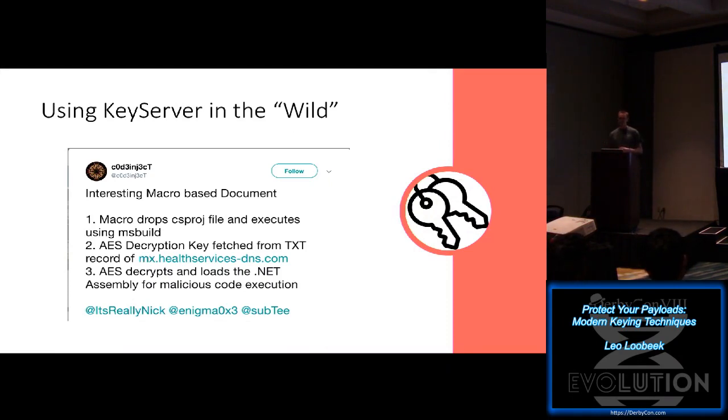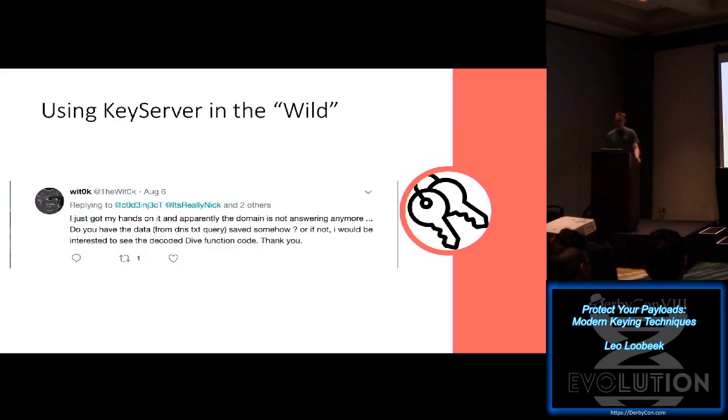Luckily, and this came in at the right time, I got caught doing this in the wild. So CodeInject basically sent out a tweet saying, hey, interesting file, this MSBuild thing. It's making a DNS TXT request out to some DNS server. I actually already knew about this because I was running Key Server, and I knew the exact time it was thrown on VirusTotal because I saw a bunch of traffic start hitting that Key Server. So nobody ended up getting the custom implant I was using.